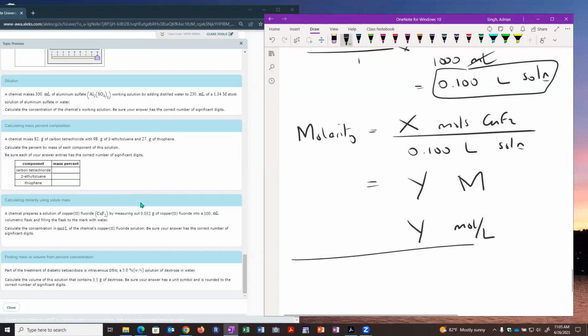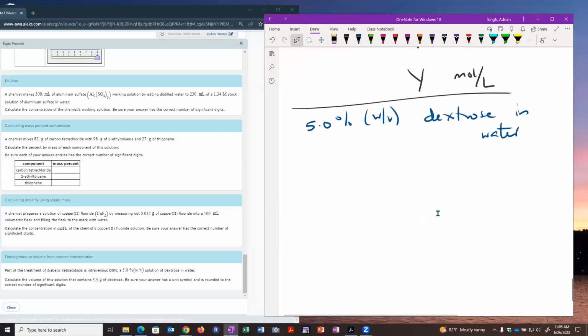All right, and the last one we'll take a look at for the solutions part of it. It says finding mass or volume from the percent concentration. Part of the treatment of diabetic ketoacidosis is intravenous D5W, a 5% weight volume solution of dextrose in water. So what does that mean? We have a 5.0% weight volume, which is the same as mass volume, of dextrose in water. So what exactly does that mean, and how is it helpful?